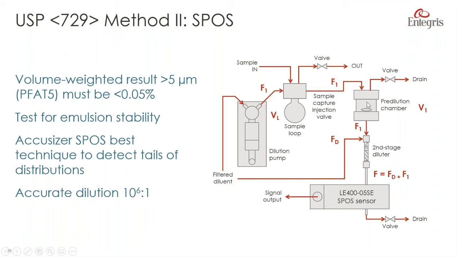And then as we draw the sample down through the sensor, we continuously bring in this filtered diluent line. They mix here and we perform the measurement. And we need to do this kind of dilution to fairly high dilution ratios.